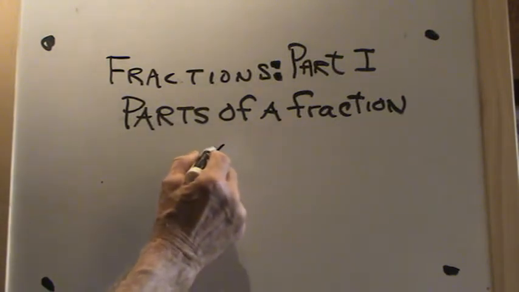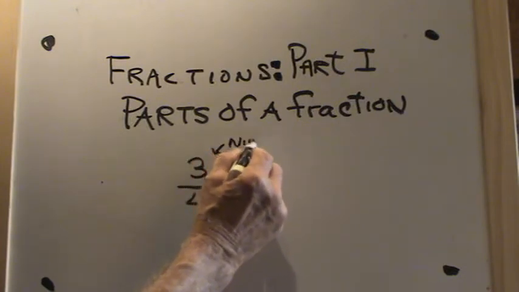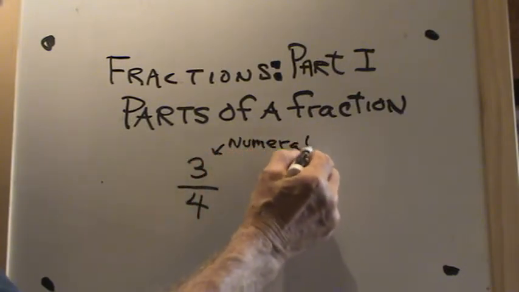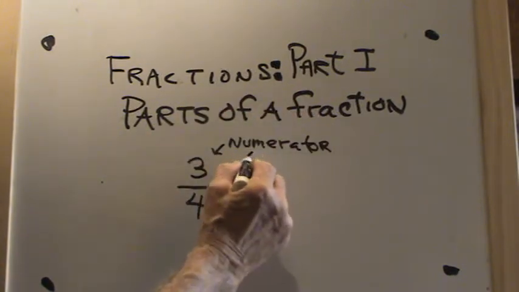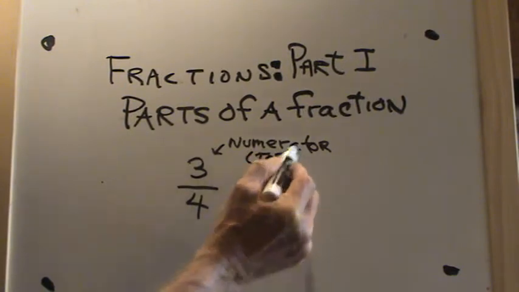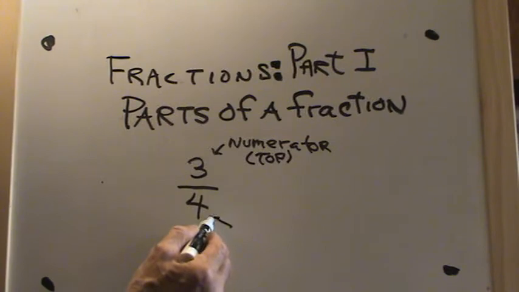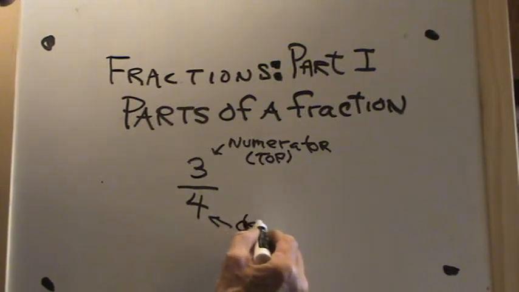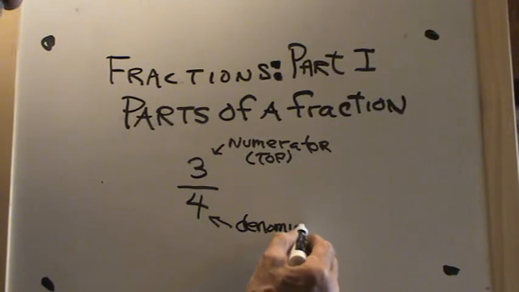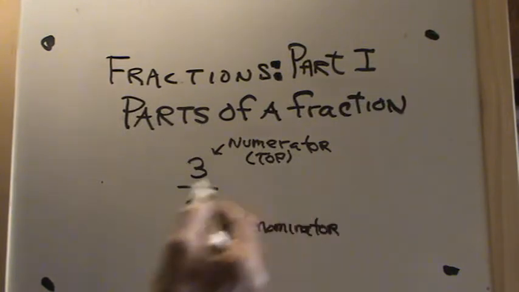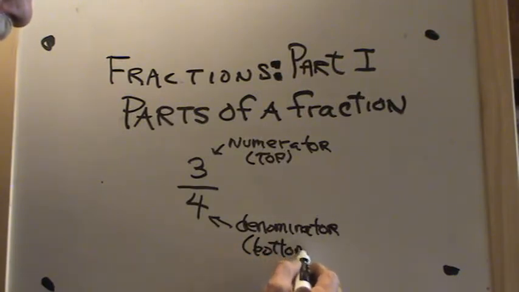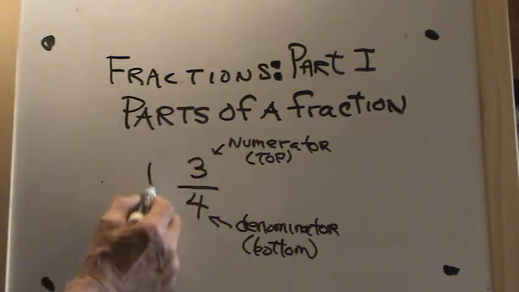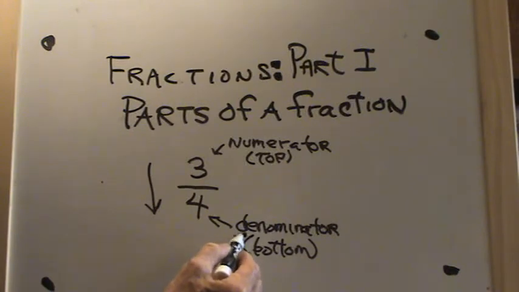The top part is called the numerator. That's the name, but you just remember it as the top. The bottom part of a fraction is called a denominator. And that's the bottom. I remember denominator because the bottom is down and denominator begins with a D.